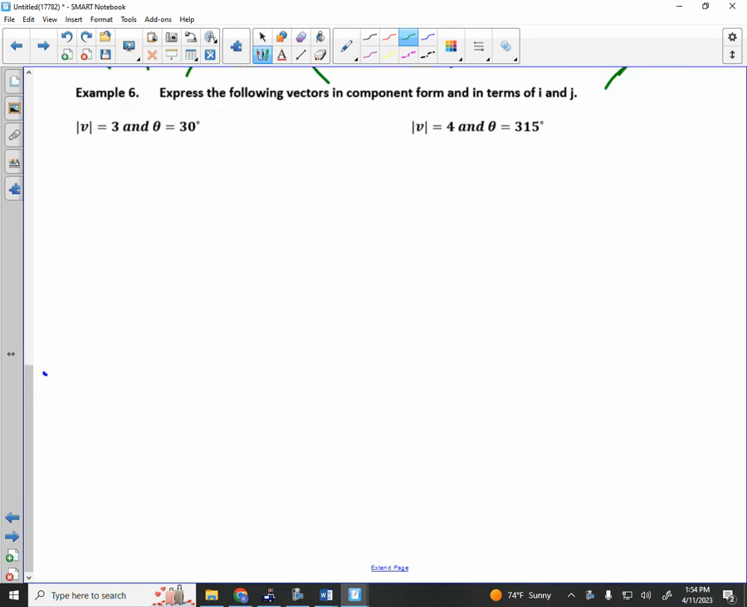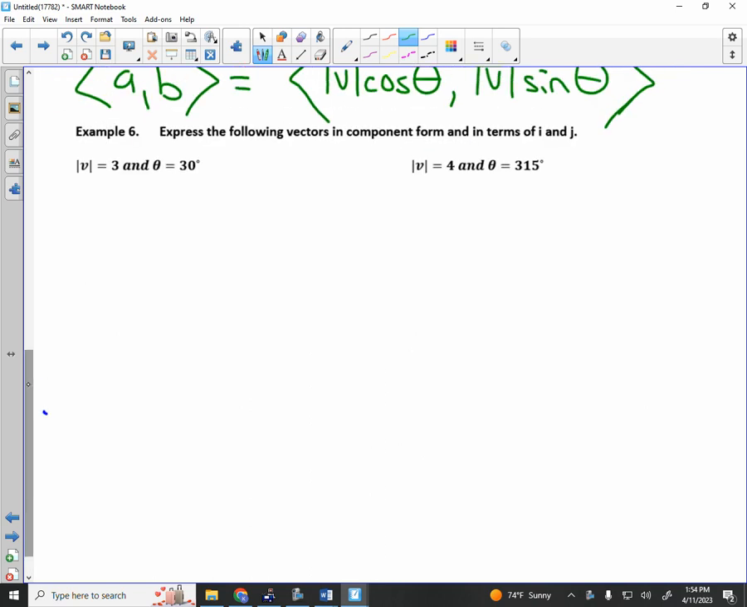Express the following vectors in component form. So this is kind of the last skill we want to do today. We have one more problem on the back side. It's going to be a review of something else. But what this means is you have a vector of length 3 that goes at 30 degrees. So we're wondering what are the components if that's my vector. And that's not tough for us to figure out. We just say A is equal to the magnitude of the vector, which is 3, times cosine of 30 degrees. And then B is equal to 3 times the sine of 30 degrees.